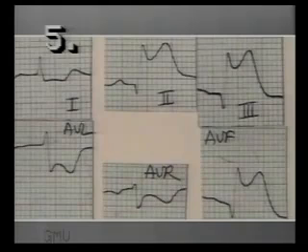In this ECG, study the ST segments. In 2, 3 and AVF, there is ST elevation of 5 millimeters. The T waves are upright. Leads 1 and AVL show reciprocal ST depression. So this is a fresh inferior wall infarct.